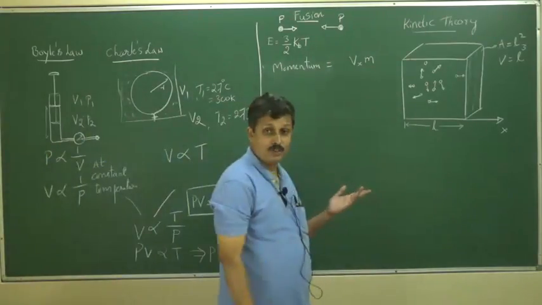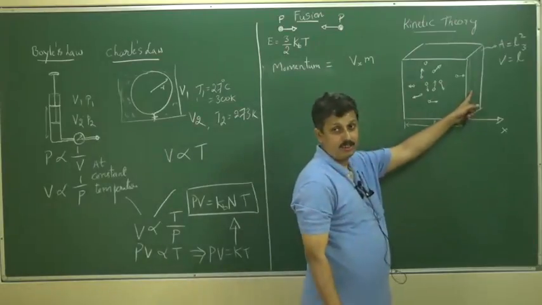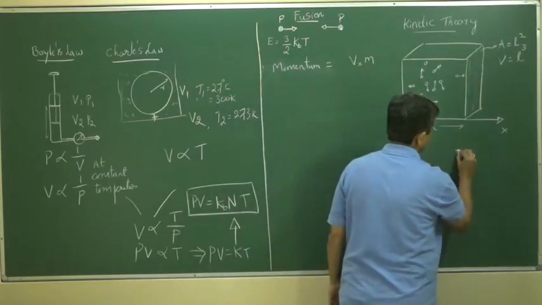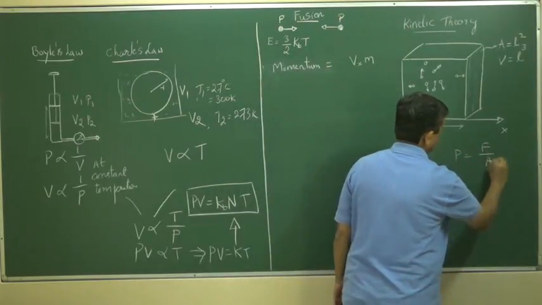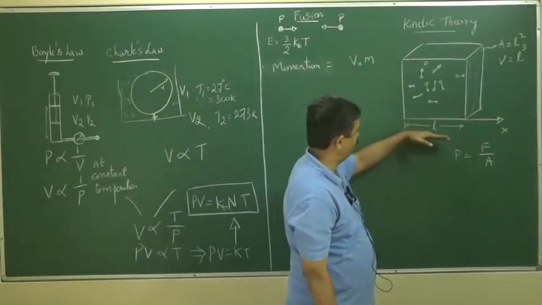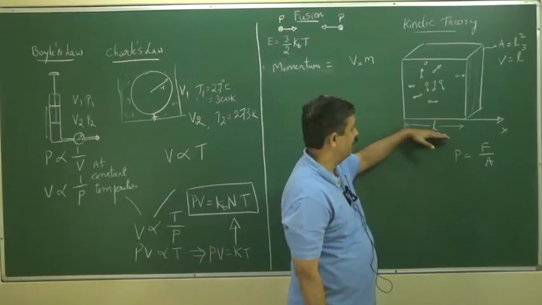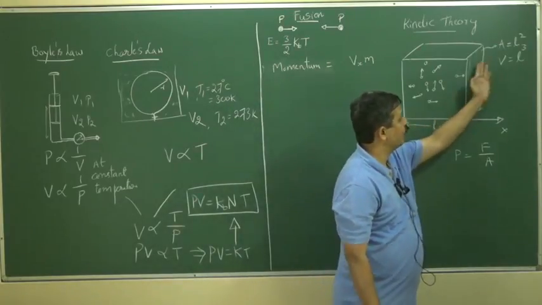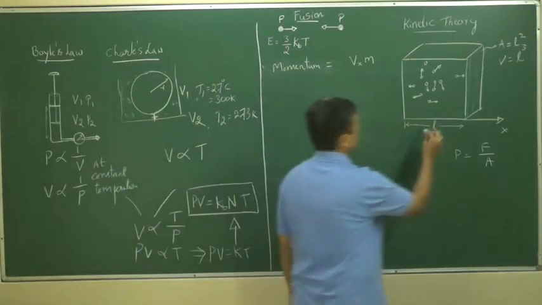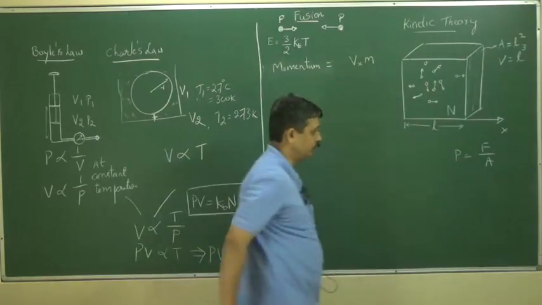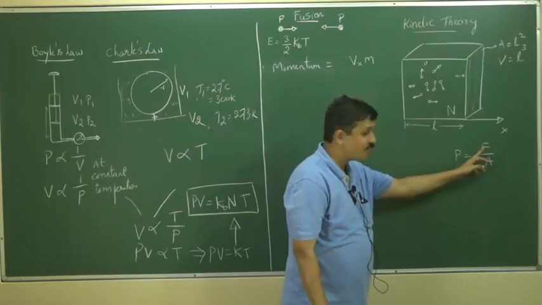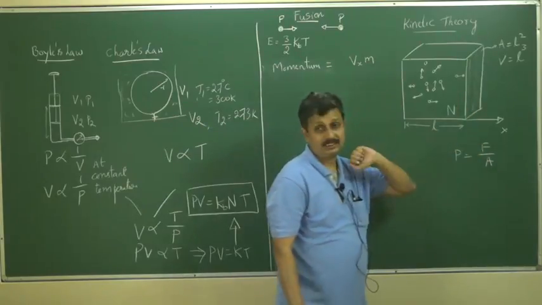We want to calculate the pressure by using our simple formula. What is our simple formula? Pressure is force divided by area. Area we know. Let us say you take a cube of one side dimension L, so area is L square and volume is L cube. Let us say there are n number of molecules inside. So now pressure is equal to force by area. But how much is the force acting on this?